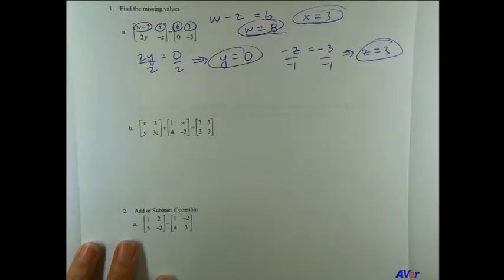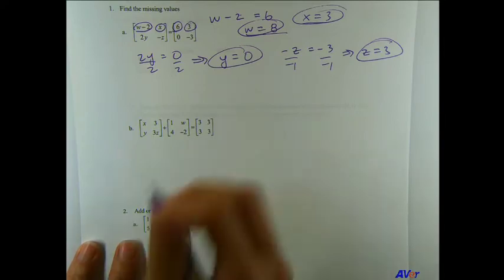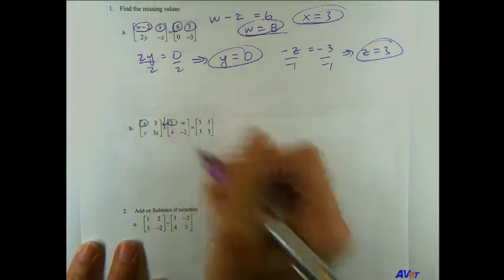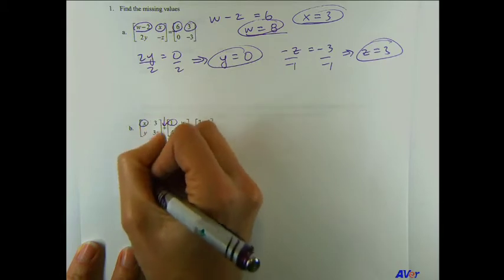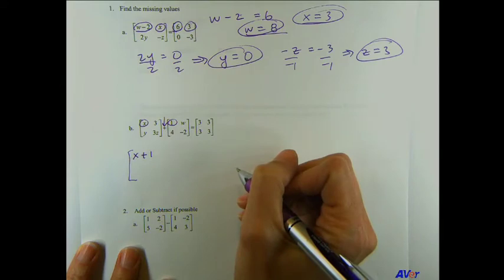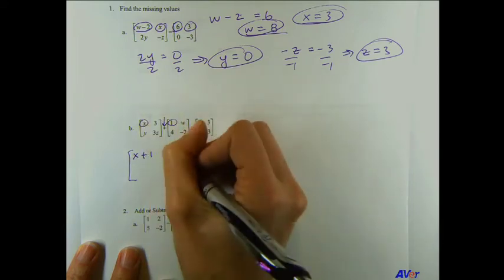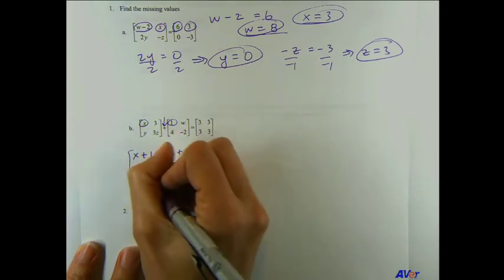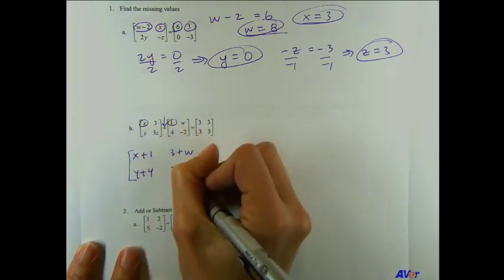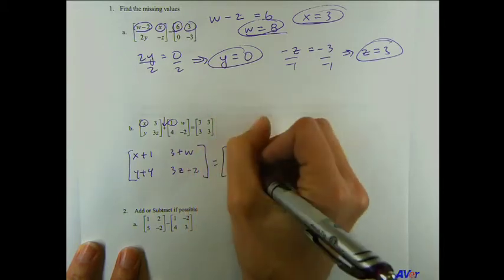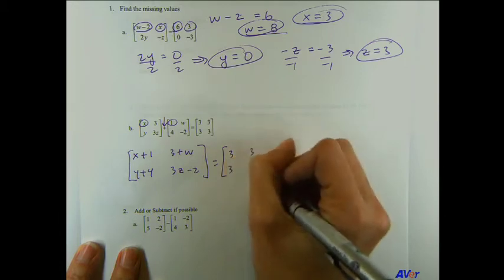So entry to entry, you can solve for those missing values. Similarly, in part B, I've got a little bit of work to do before I match up the entries, but I can add these entry-wise. So with this addition sign, I'm going to take x plus 1. I can create a new matrix, or you can skip that part, but this is what it looks like. X plus 1, 3 plus w, matching up these entries for the addition, y plus 4, and 3z minus 2 will equal the entries, they're all 3s, 3, 3, 3, and 3.